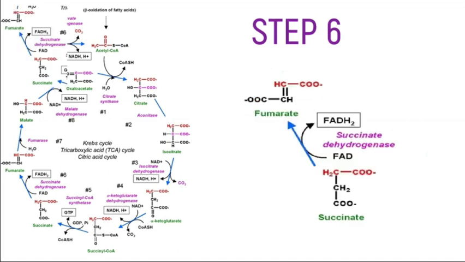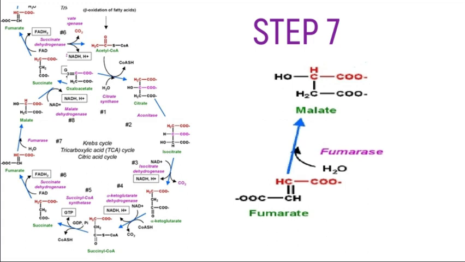Succinate converts into fumarate by way of the enzyme succinate dehydrogenase, and FAD is reduced to FADH2, which is a prosthetic group of succinate dehydrogenase. Succinate dehydrogenase is a direct part of the ETC. It is also known as electron carrier 2.